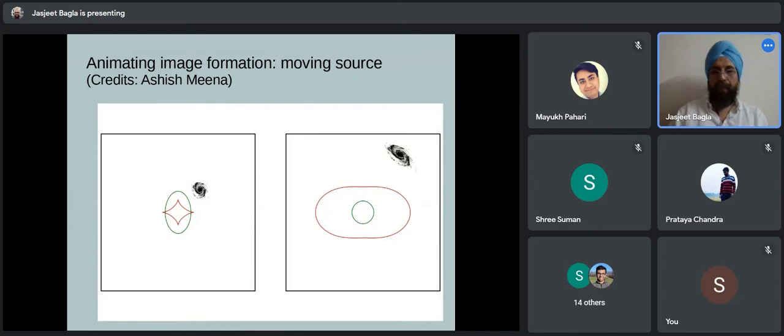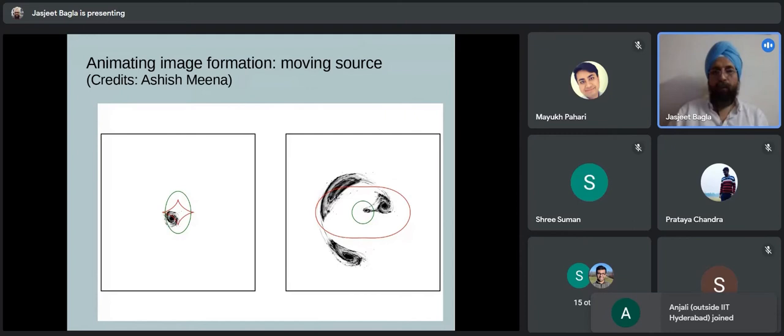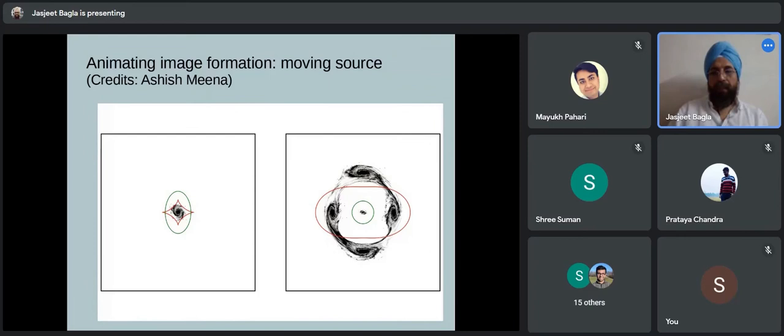Let me run this again. So we go from a single image for the source to three images for the source. You can see this pair of images forming here. One more pair of images forming. So we go from one to three to five, and then back to three, and then back to one. You can see that broadly the images form some kind of circular pattern, and the radius of this circular pattern is comparable to the size of the cluster.